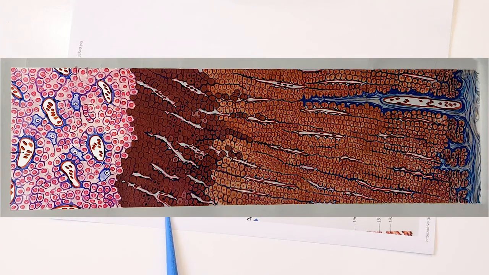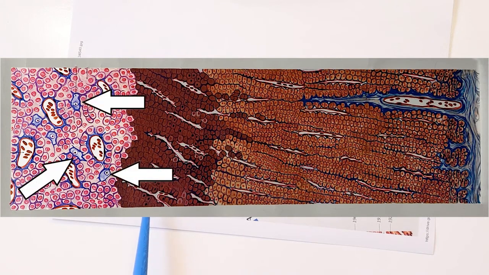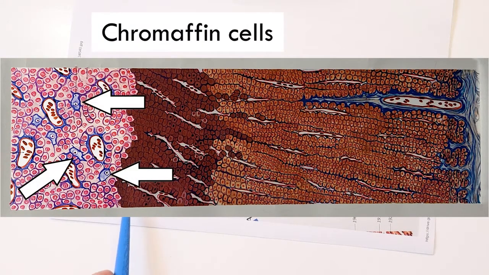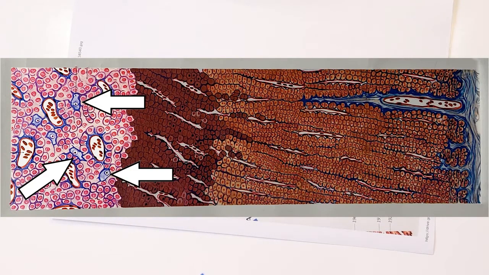And then we move to the deepest part of the adrenal gland, again, the adrenal medulla. And we see cells called the chromaffin cells. These are the cells that produce the hormones of the adrenal medulla, and those hormones are epinephrine and norepinephrine.